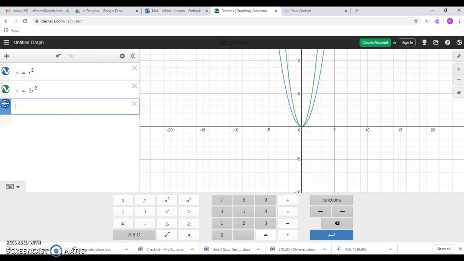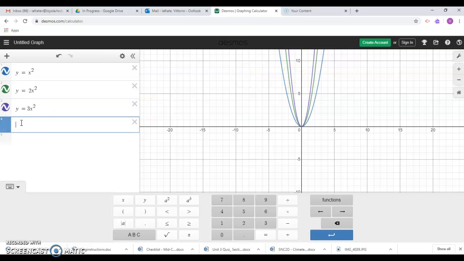And we'll do that again. We'll add another one, and this time we'll increase the coefficient even more. Let's do 3x squared. You'll notice the purple one here, still the same vertex, but even narrower. It gets even narrower because it's stretched vertically from the vertex. And we'll do one more. Let's do y is equal to 5x squared. You'll see again that this one's even narrower than the previous one.